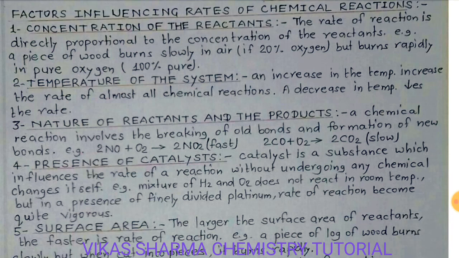Student, the fourth factor is presence of a catalyst. Catalyst is a substance which influences the rate of a reaction without undergoing any chemical change itself. Example, a mixture of dihydrogen and dioxygen does not react at room temperature, but in the presence of finely divided platinum, the rate of reaction becomes quite vigorous. It means the catalyst changes the rate of a chemical reaction. So catalyst is also a good factor because it removes the barrier.